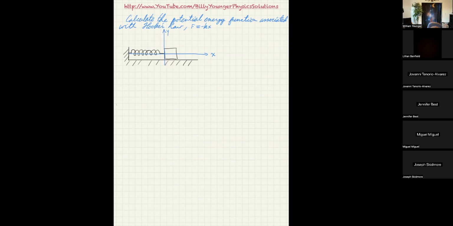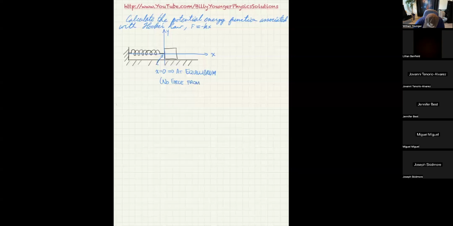And this means x equals 0 implies equilibrium. In other words, the spring is applying no force at that point. No force from spring.